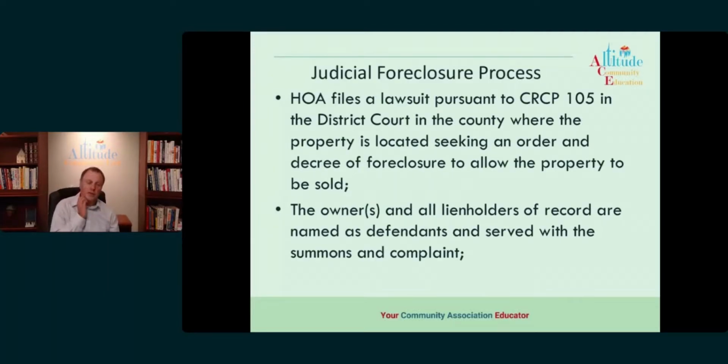All right, quick little rundown of the judicial foreclosure process. Now I'm going to try and get this done relatively quickly so that you guys can ask any questions that you might have for us. Feel free to put them into the message box on your right-hand side.